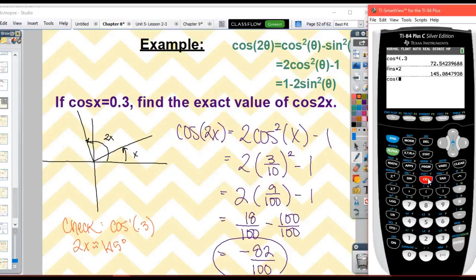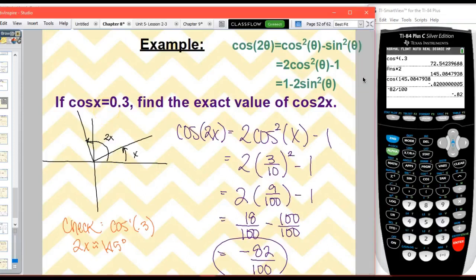We were looking for the cosine's ratio at that angle. So I'm going to plug that angle into the cosine function. And this is what I get. You can already see that they are going to be the same: negative 82 over 100, pretty much the same number. This is the approximate value. This would be the exact. And so we just found an exact value for twice an angle, knowing the regular x's ratio.